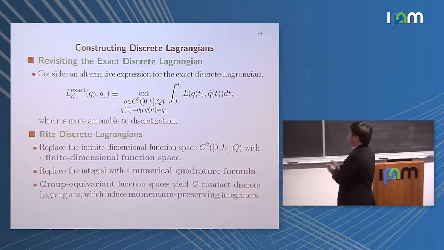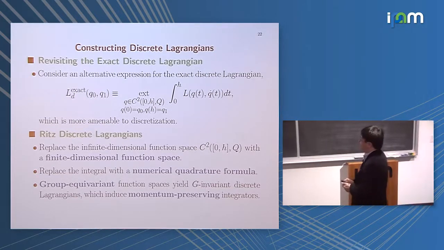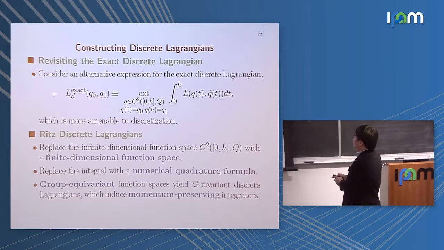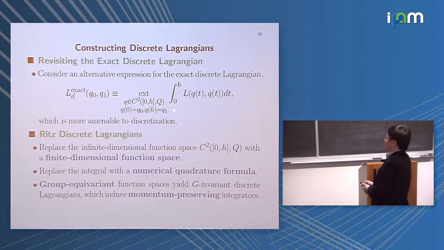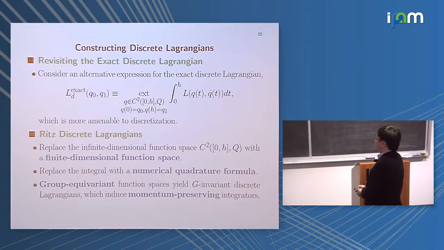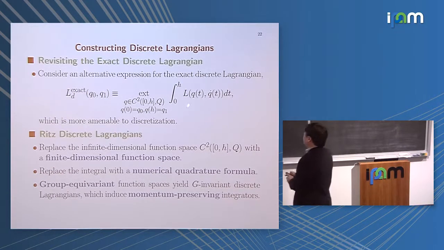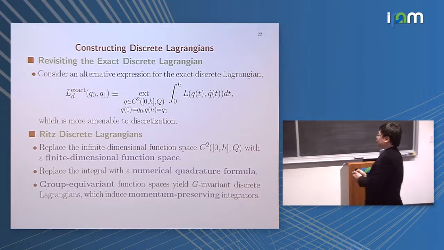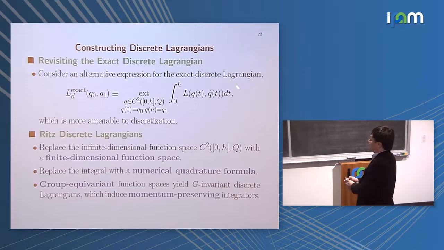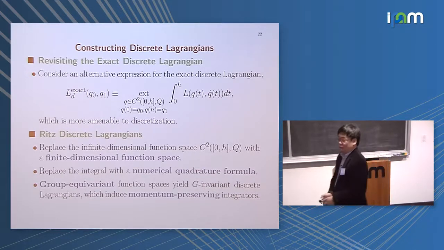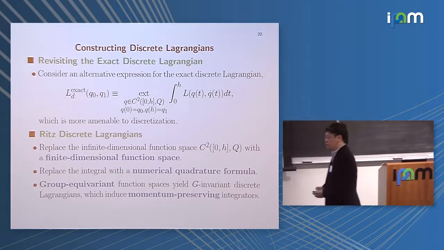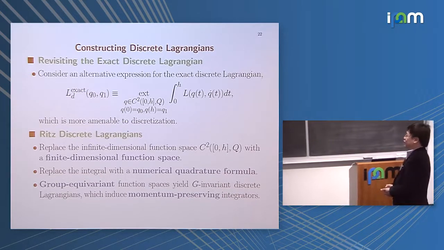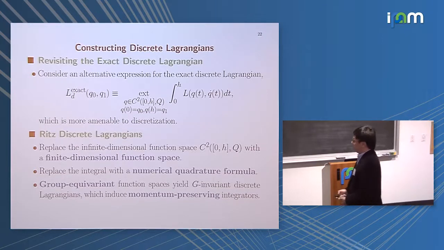So now I want to construct one of these things. One way to do this is to reformulate the exact discrete Lagrangian in the following way. I'm going to evaluate the action on some curve, but I'm going to extremise this object over the class of twice differentiable curves which satisfy the boundary conditions. This is clearly equivalent, because the stationary conditions for this extremal problem are nothing more than the Euler-Lagrange equations, and so that's equivalent to the Euler-Lagrange boundary value problem formulation of the discrete Lagrangian.